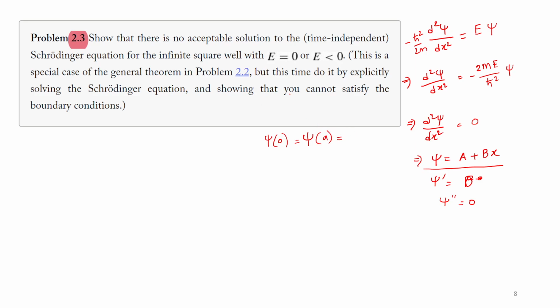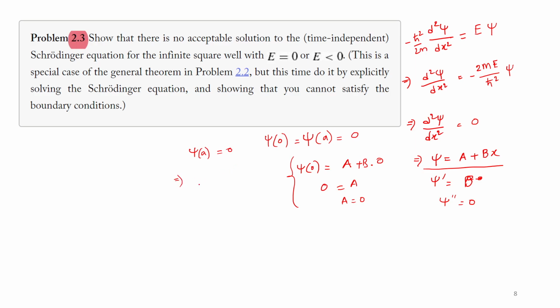Is it an infinite square well? So it should be 0 at the boundaries, right? So suppose now, whatever we have done, psi of 0 is what? A plus b into 0, then it is A. And also psi of 0 is 0, so A is 0. And another, psi of a is 0.